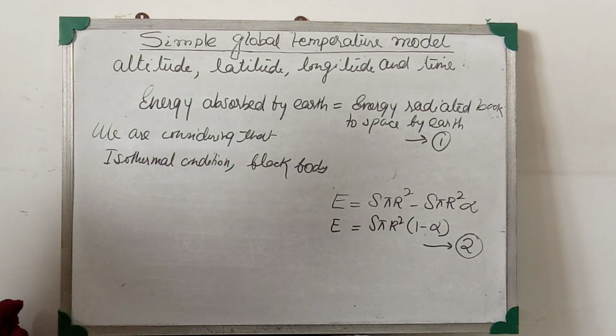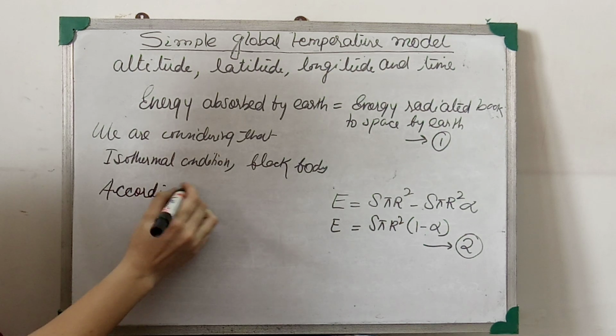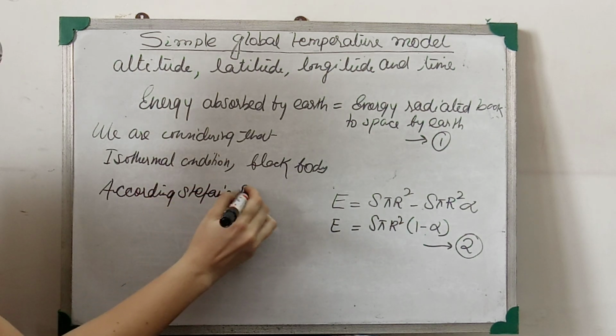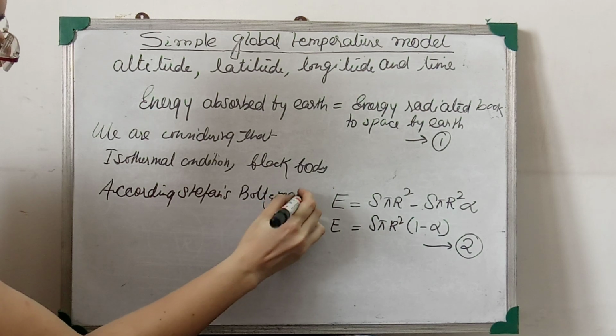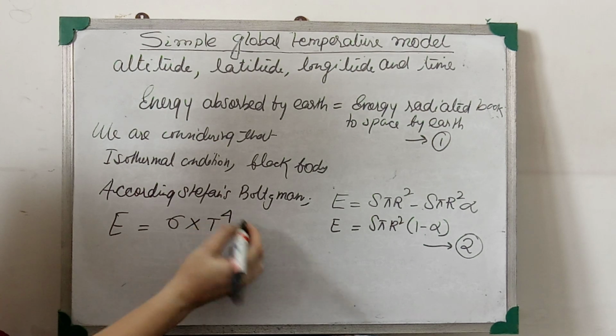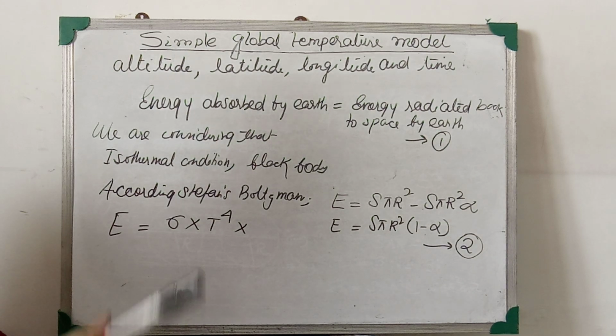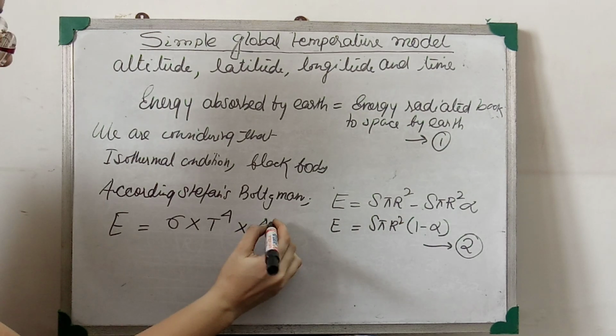Since we have considered here that the Earth is behaving like a black body, we can apply the Stefan-Boltzmann law. According to Stefan-Boltzmann, the total energy radiated by the black body is equivalent to sigma into T to the power 4 into area. The equation was for per unit area, but we will mention here the area of the spherical Earth.